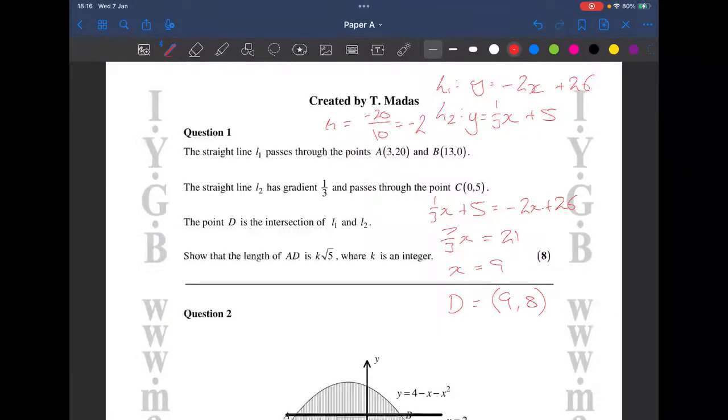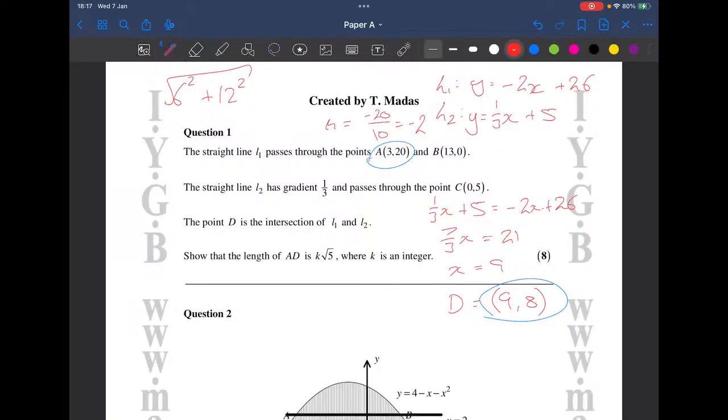A itself was at (3, 20). So we just need to do Pythagoras to find the difference between these two, and therefore the distance between them. The difference of 3 and 9 is 6. The difference of 20 and 8 is 12. So we need to do 6 squared plus 12 squared, and then square root the whole thing.